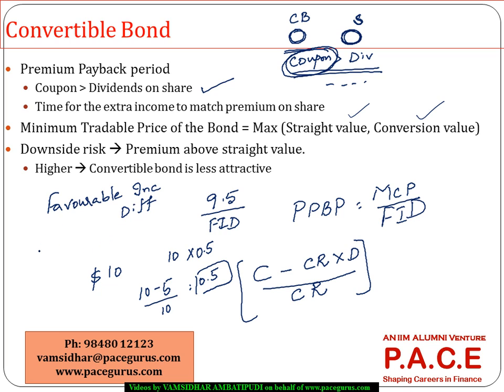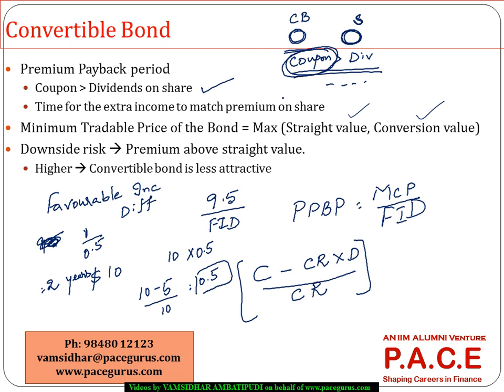So now, I need to take the market conversion premium. Whatever was the case, it was not 9.5, sorry, we had $1. So $1 divided by 0.5 is 2, so in 2 years that premium is getting nullified.